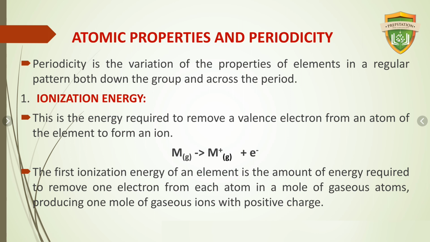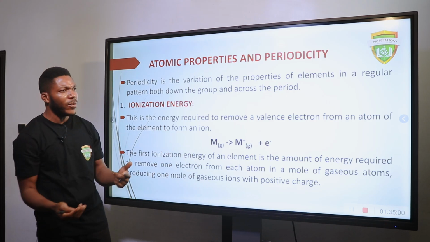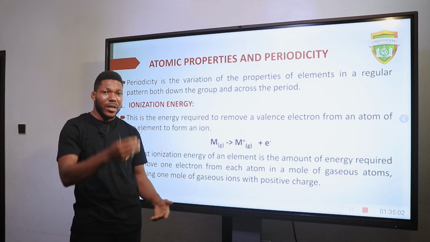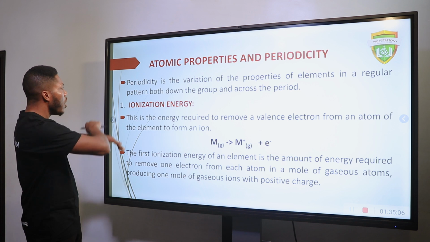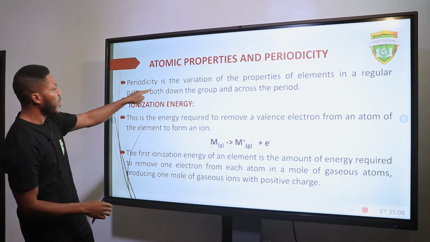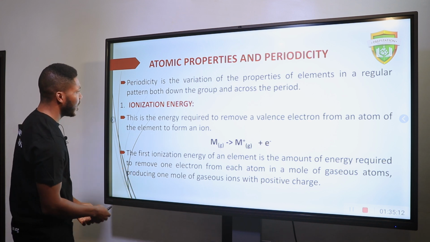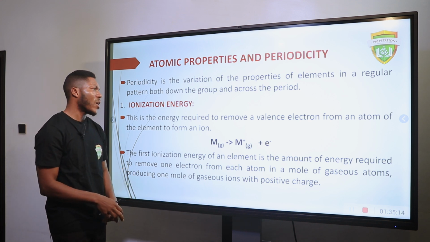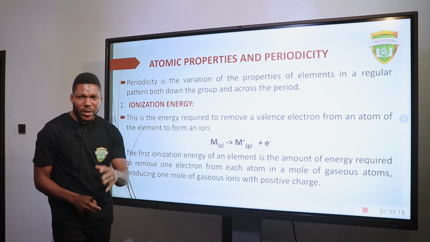And that is called periodicity. The variation, the movements, the trends in the periodic table: are they increasing across the period, decreasing down the group, and so on. When that is happening, it all sums up as periodicity. This is the variation of properties of elements in a regular pattern, both down the group and across the period. So I'm going to look at 4 basic properties of the periodic table.